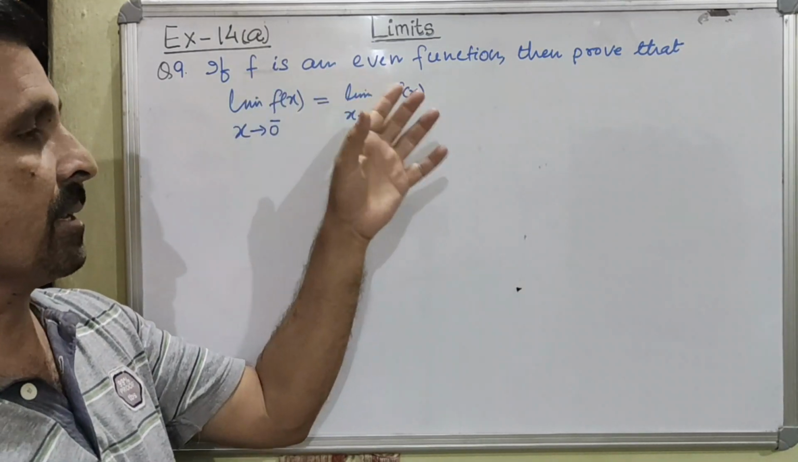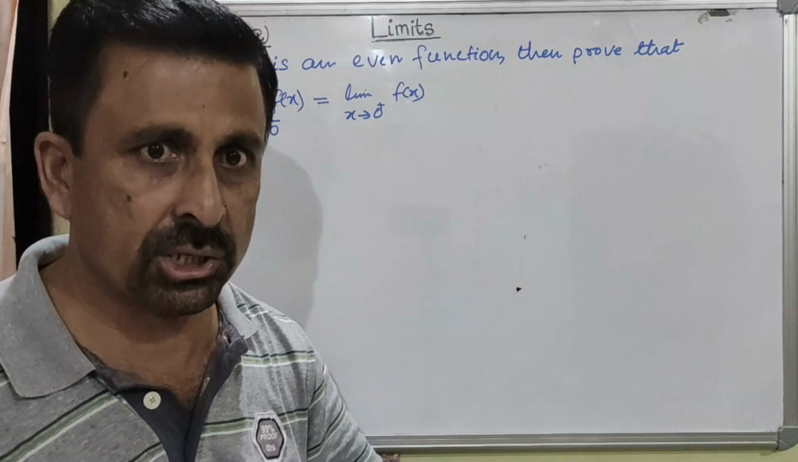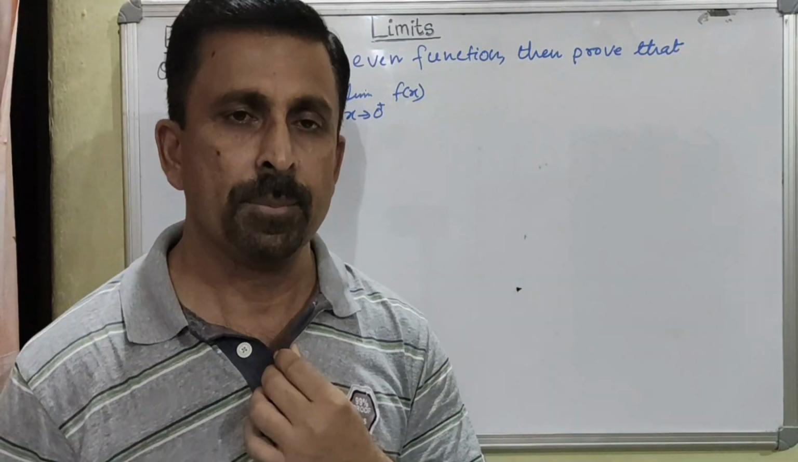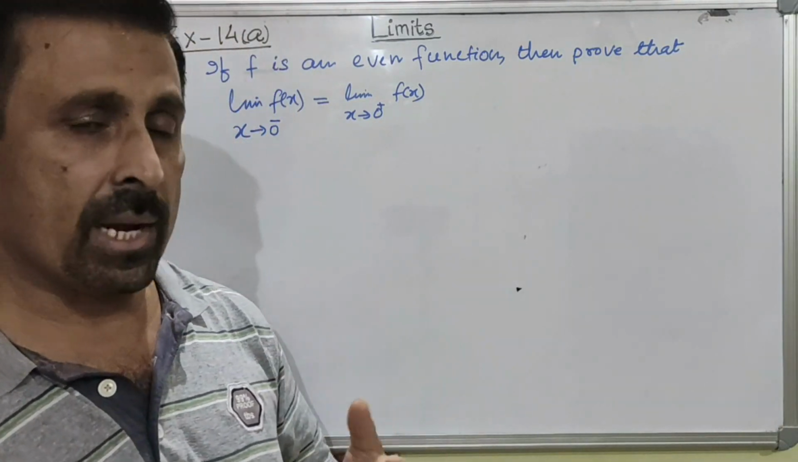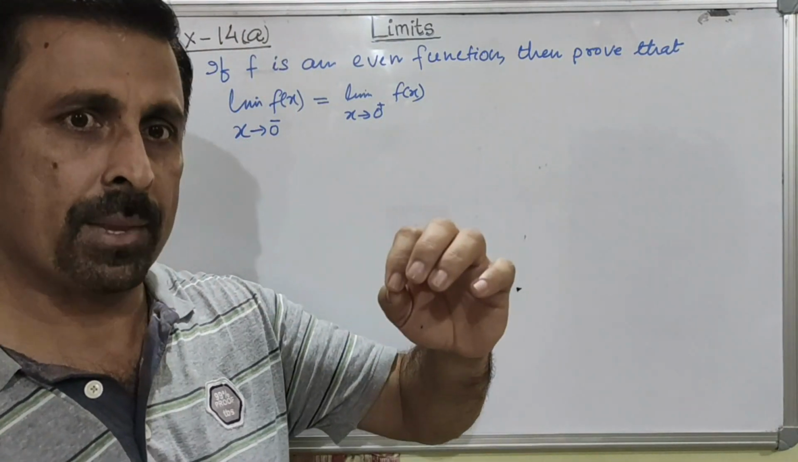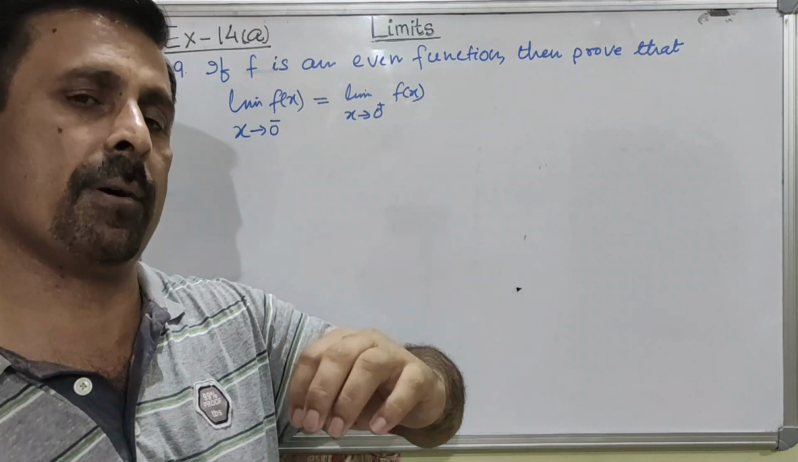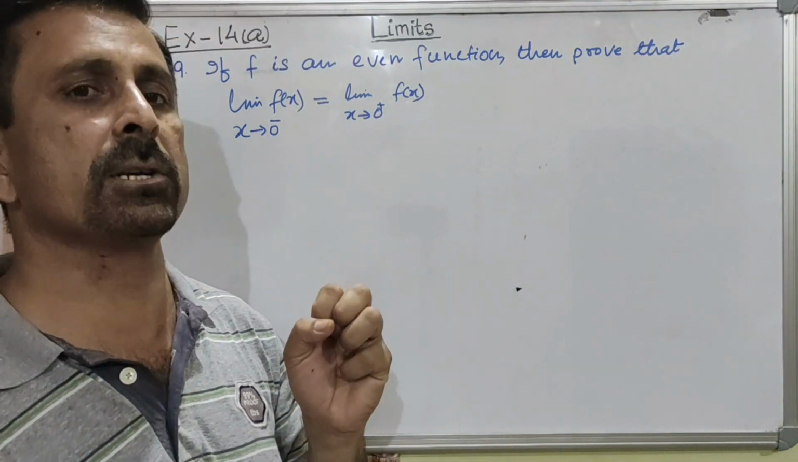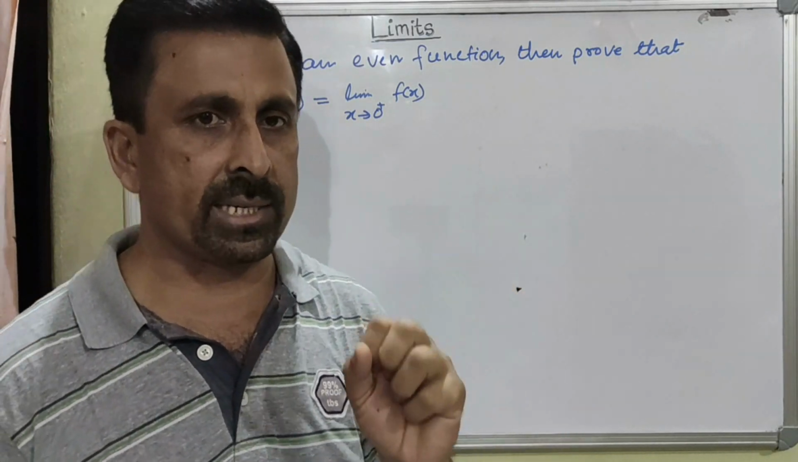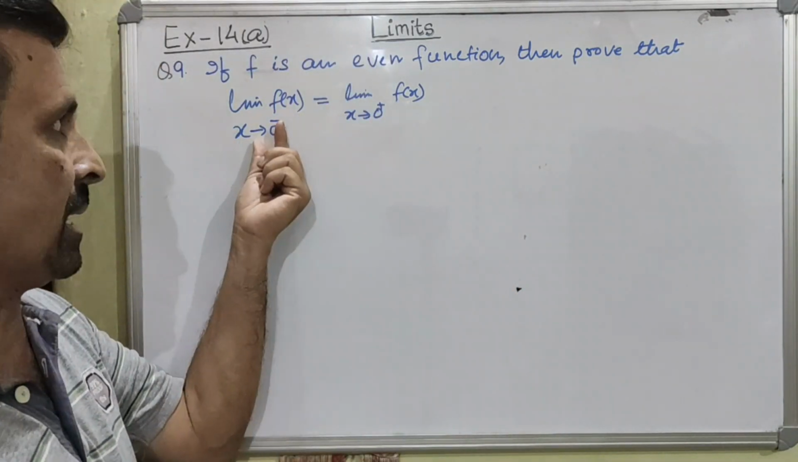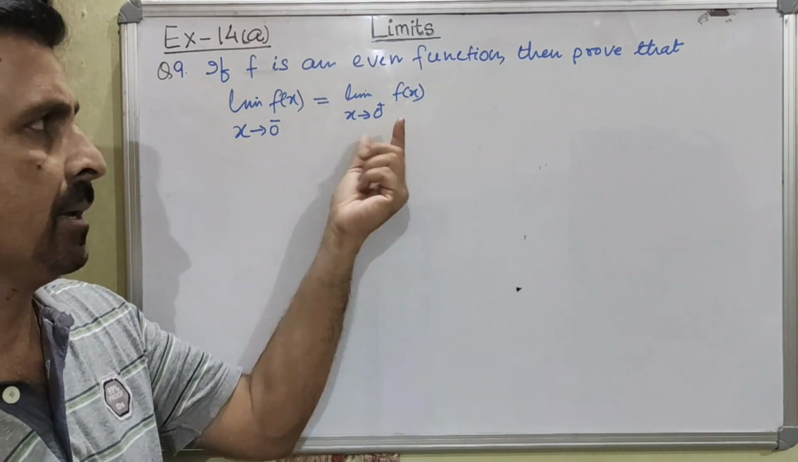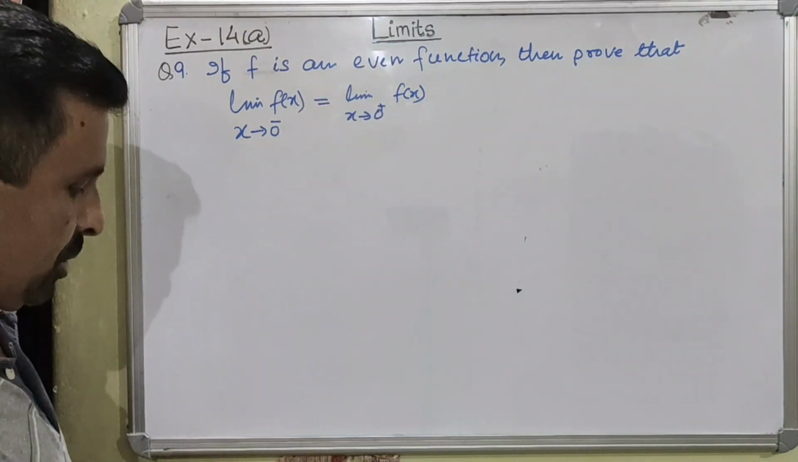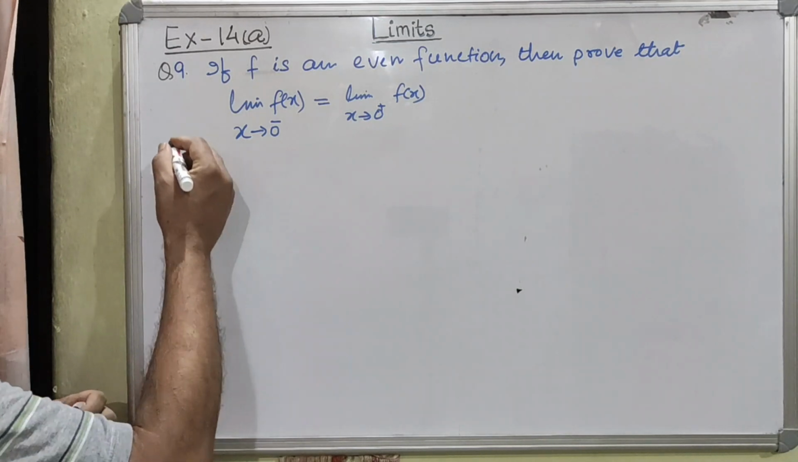So the function is not given as such. Normally in the previous questions we were always given a function, right? But here it is given in the form of a word sum. The function is given, but in the form of a word sum. So we should be able to extract the function. Once the function is extracted, then we have to prove that the left hand limit is equal to the right hand limit. That's very easy. The problem is only with the function. Clear? So let us see how we can extract it.